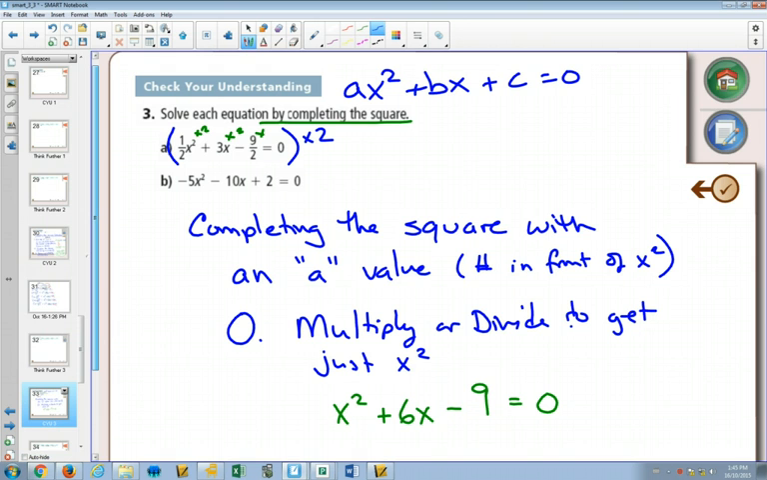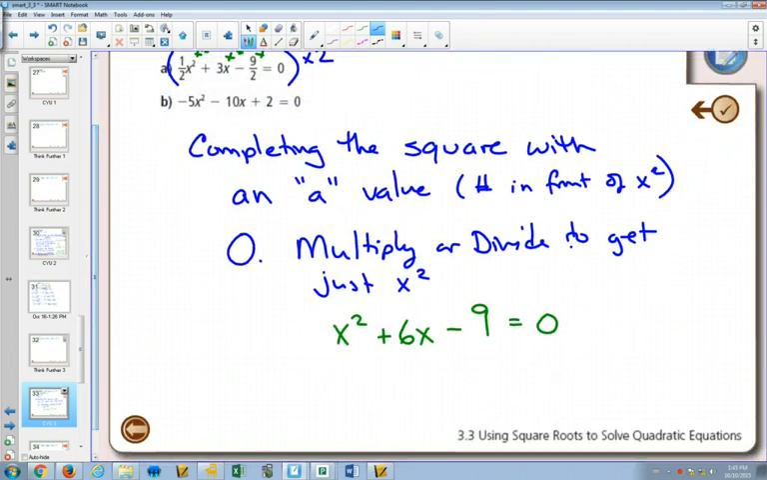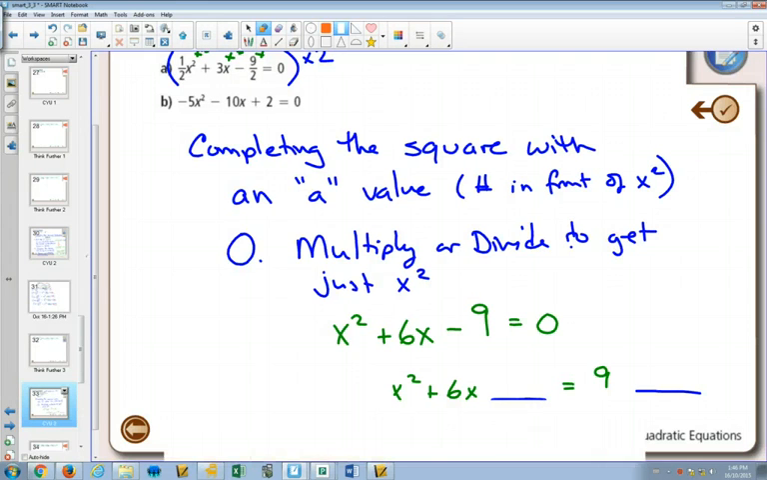Now we can go through our steps that we had before. I want to get my x squared and my 6x and leave a space, which means I'll add 9 to both sides, and then I'll leave a space. What number would be in there? Divide by 2 and square would be plus 9. So then I'd have to add 9 on this side.